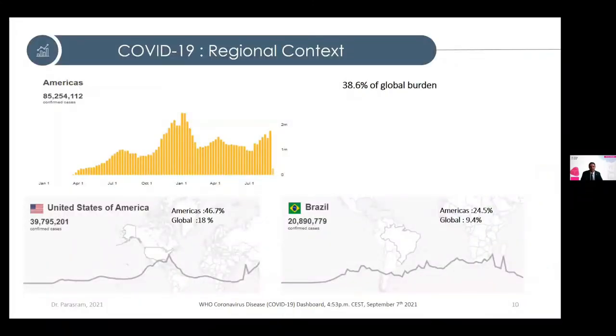Our regional context, again, just speaking to the Americas. In terms of burden of positive cases, the Americas account for 38.6% of the global burden of disease. The United States has 39,795,201, which is about 18% of the global burden, and Brazil accounts for 9.4%. If you add those two together, you get something in the region of 27%. The other areas in the Americas are made up of the South American peninsula, some of Central America, the Caribbean, as well as the Northern American part of the world. The Caribbean forms a small portion of the WHO region called the Americas.